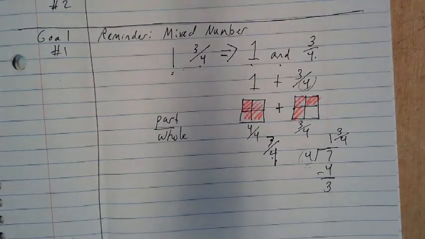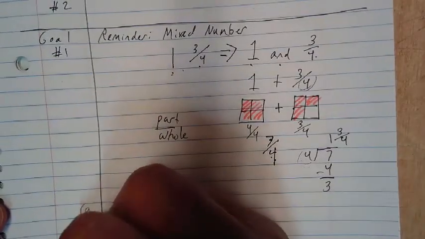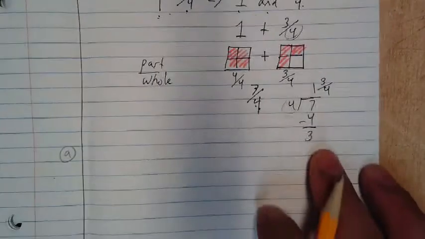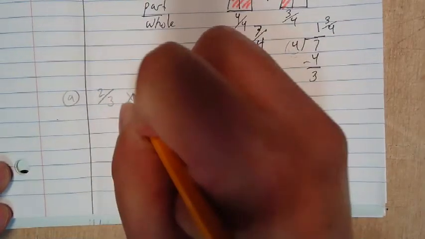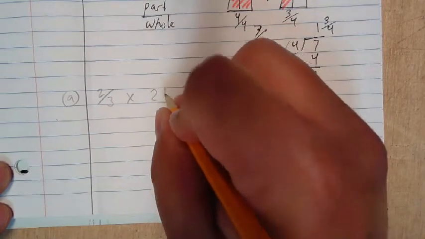Alright, so let's get started with the Got It's. The first one is letter A on page 282. We have 2/3 times 2.5.